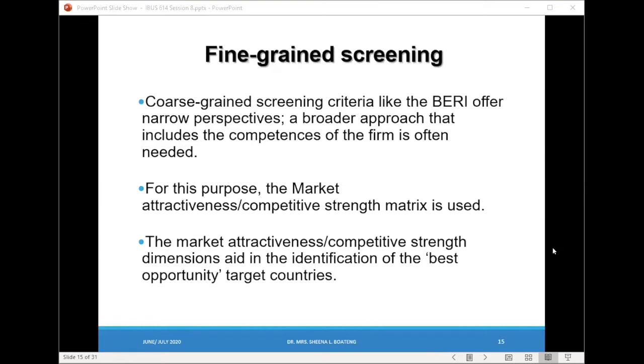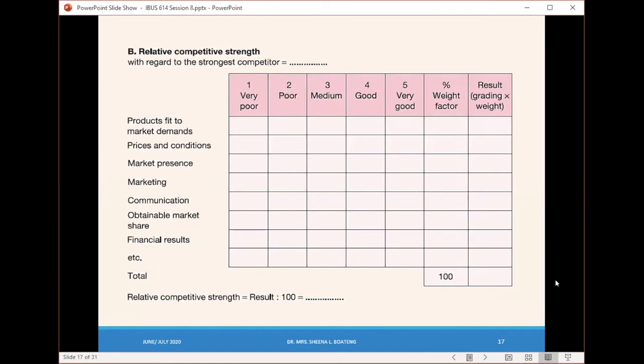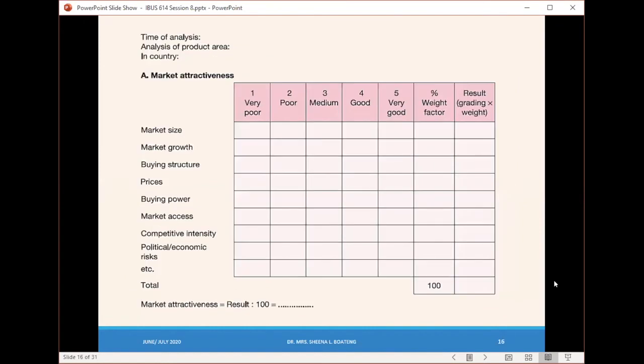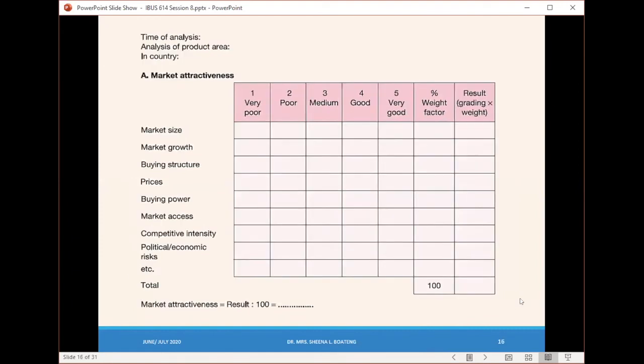So on the basis of that, Hollenson 2017 suggests a basic grade that a firm can use to mark themselves. Now, the grade is divided into two, and for each of them, you have to be able to rank yourself out of 100 to rate how attractive the market is and how poised you are to compete within that market. Under market attractiveness, they provide a scale of 1 to 5, with 1 being very poor and 5 being very good.